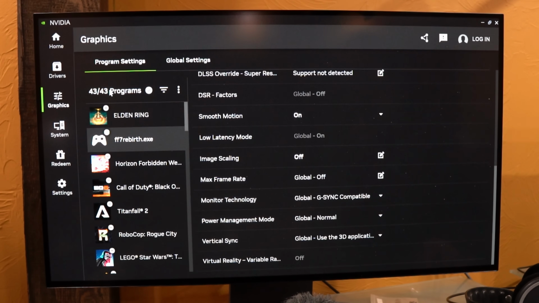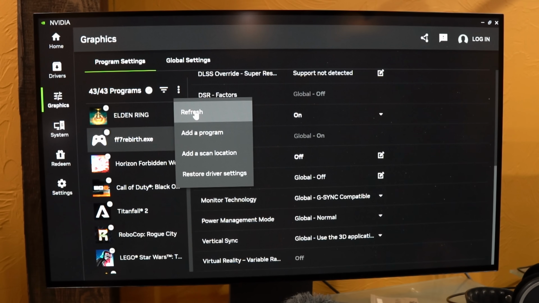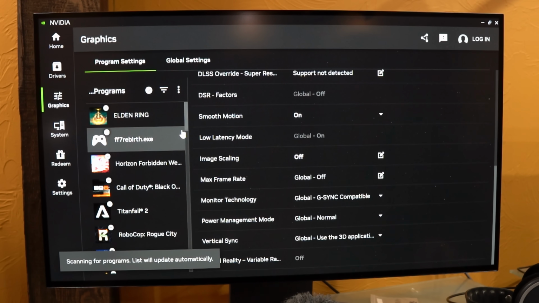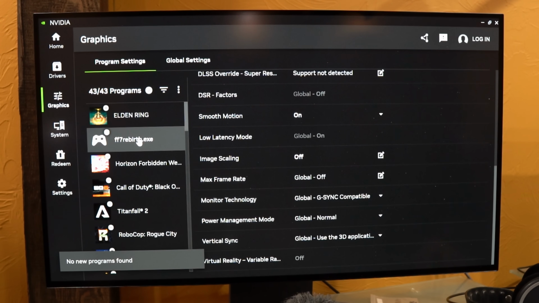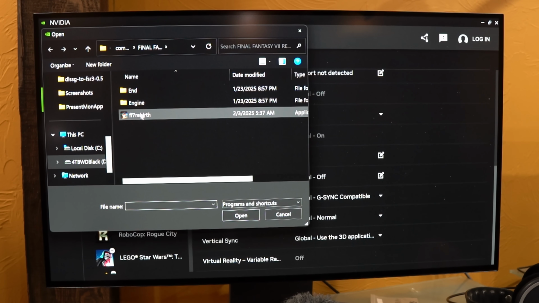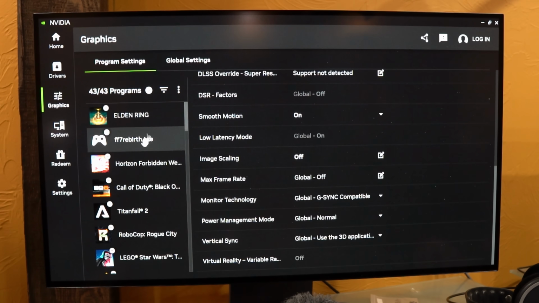Although, here's what I had to do. So this is one of the issues. Because you activate it through your NVIDIA app, if the NVIDIA app doesn't detect the program, how do you turn it on? Well, it wasn't detecting the program, and I tried the whole refresh button where it scans for programs. It did not find any new programs, so for Final Fantasy VII Rebirth, I went into add a program manually, found the file, and clicked on the exe, which as far as I know is how you're supposed to do this.